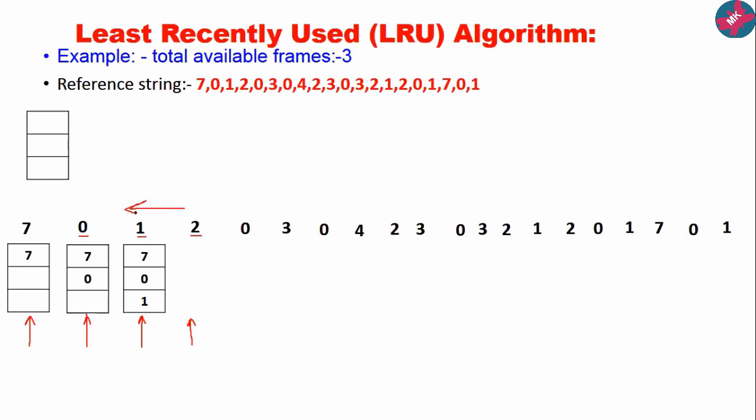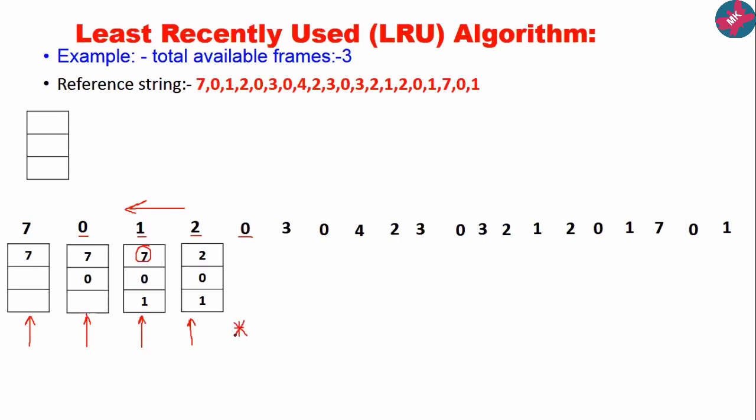Now when was the last time page number 1 was used? It was recently used. When was page number 0 used? It was recently used. So 7 is the page which was least recently used, right? Hence we will replace 7 with 2. So here you can observe I have replaced 7 with 2. Again we will see the next page, that is 0. As you can see, 0 is already there in main memory, so this will result in a page hit. I will use this star to indicate the page hit.